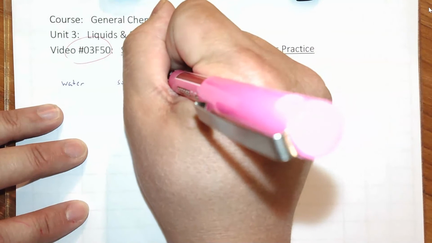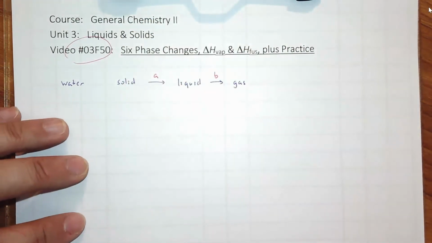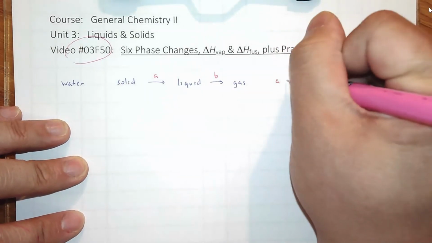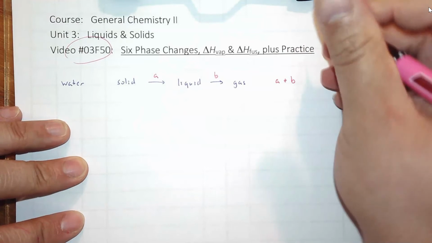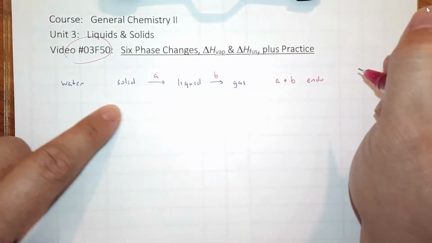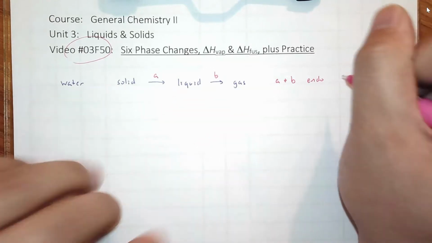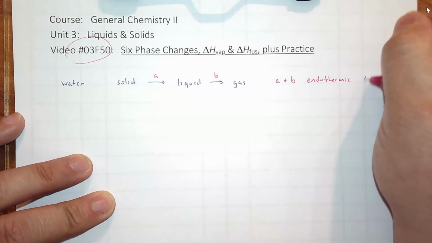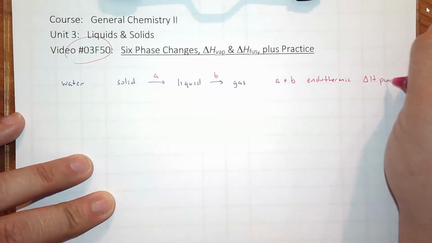And we have process A and process B as this water is going through those phase changes. What do we know about A and B? A and B, they are both endothermic. We need to add heat to go from solid to liquid and liquid to gas. Endothermic. And we know that endothermic means that your delta H is positive.